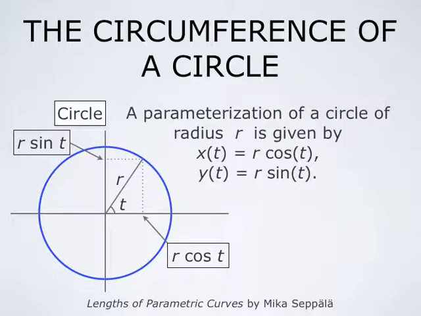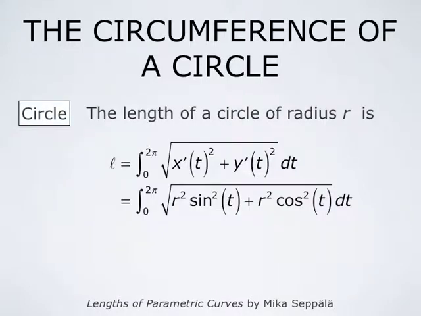This means that a parametrization of a circle of radius r is given by x of t equals r times cosine of t and y of t equals r times sine of t. And the t interval is the interval from 0 to 2 pi. Now, therefore, the length of this circle of radius r is the integral from 0 to 2 pi of the square root of x prime of t squared plus y prime of t squared dt.